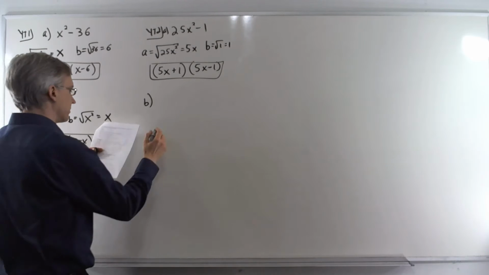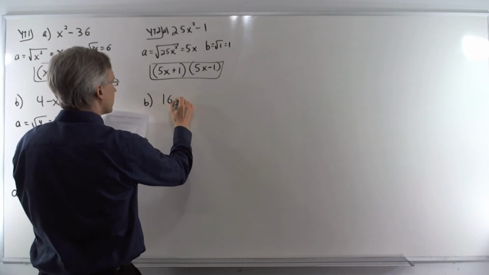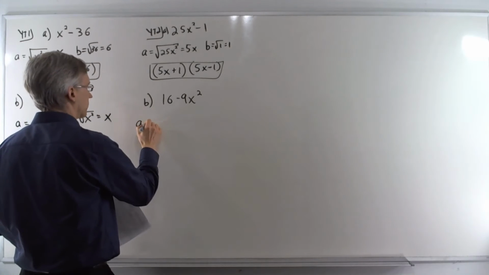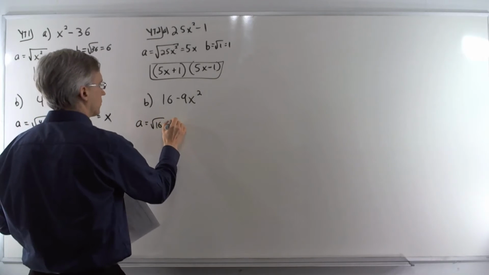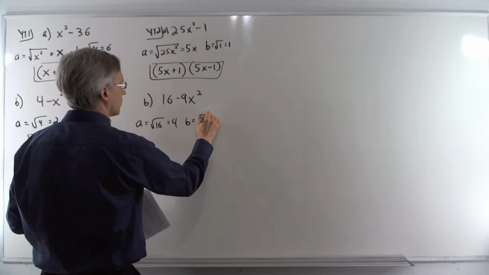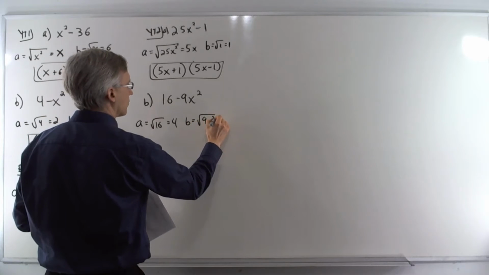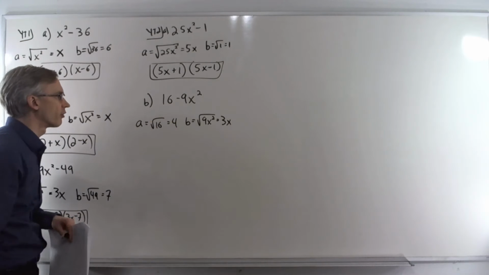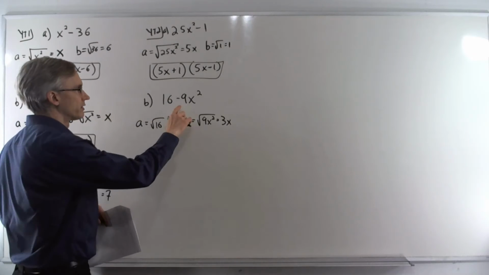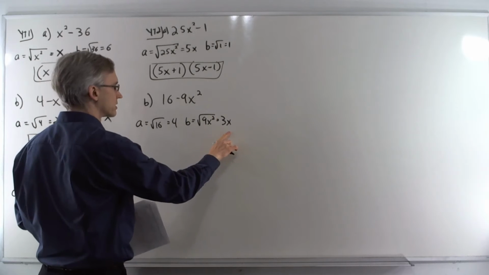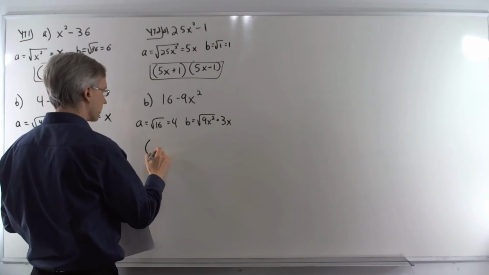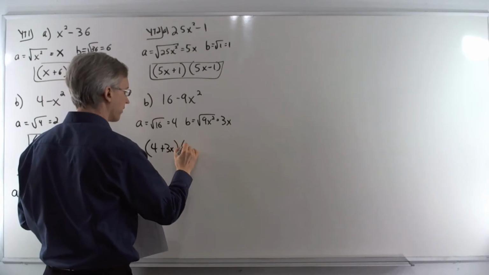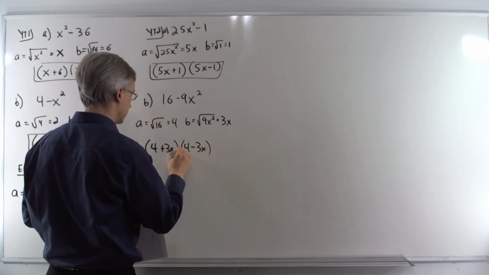Part B, 16 minus 9x squared. Taking the square root of the first term, 16, we get 4 for A, and the square root of 9x squared gives us 3x, and that is B. Plugging this into the formula, we get 4 plus 3x, and 4 minus 3x.